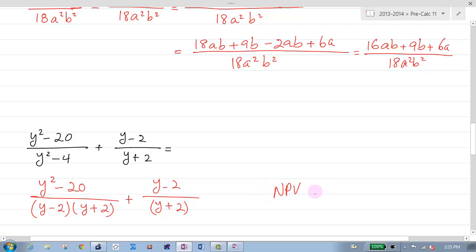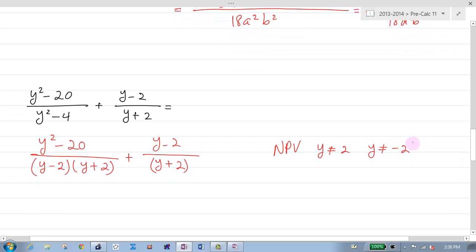Look at the denominator for the non-permissible values. X cannot be equal to 1, 2, and y cannot be equal to negative 2. So those are the non-permissibles. Two of them.